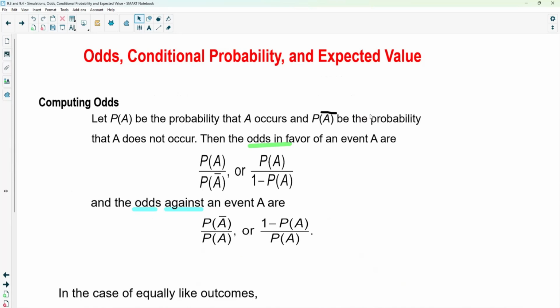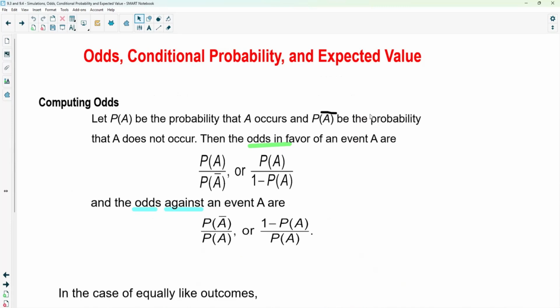Now, odds. Odds are not probability. Probability is parts of a whole: you look at how many times an event occurs over the sample space. Odds, on the other hand, are the probability that something happens over the probability that it does not happen. That is odds in favor, because there are 2 types of odds. Let's say in favor that you win the lottery. You calculate the probability that you win the lottery over the probability that you do not win, and that gives you odds in favor.